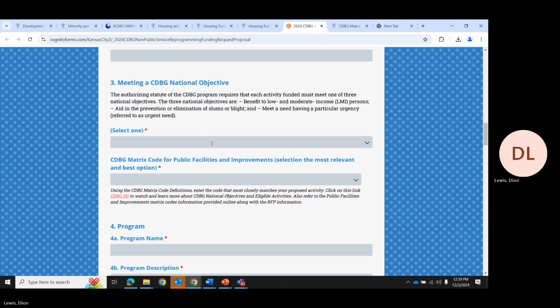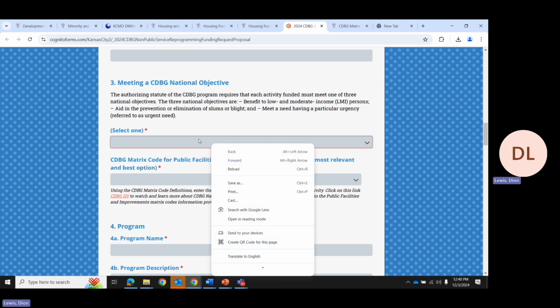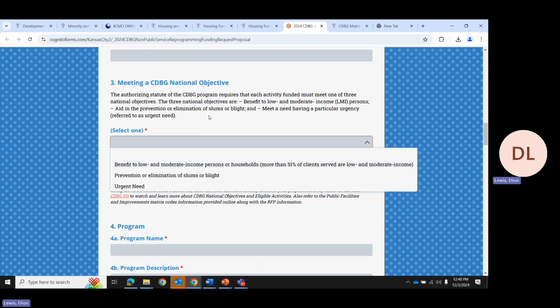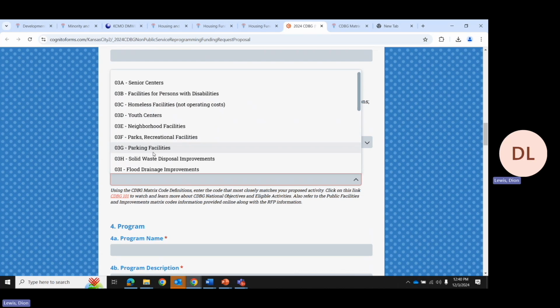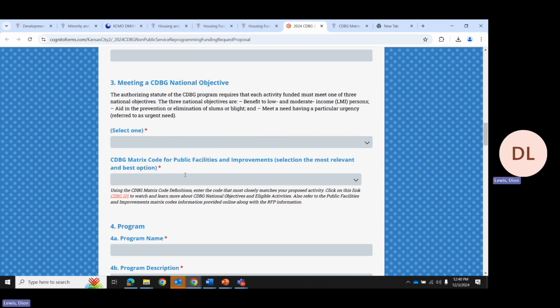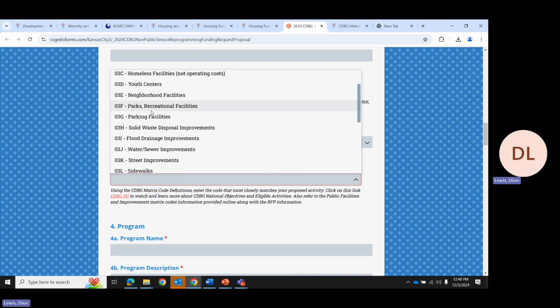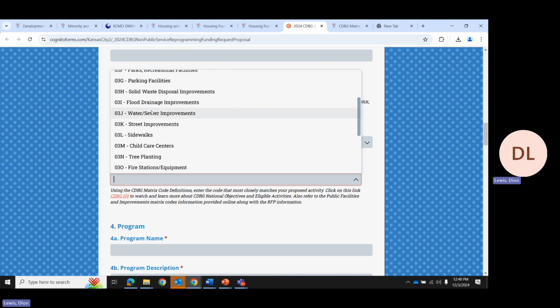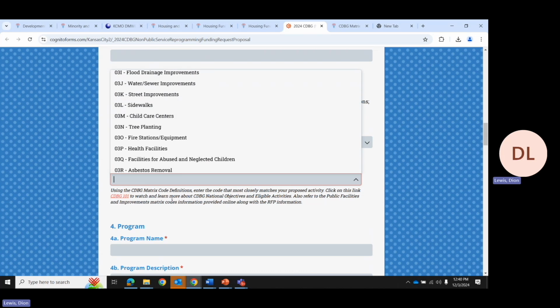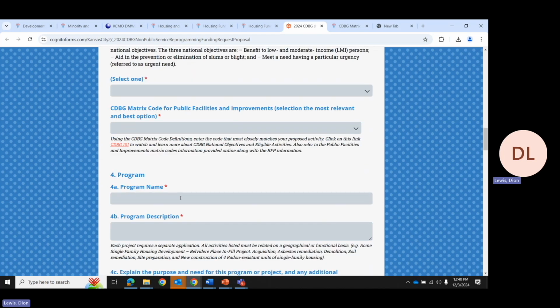Here's the difference between previous rounds of reprogramming or even annual action plan RFPs: you're now able to select not only the national objective, but what specific matrix code is going to be tied to your project. That way there's some alignment. We can ensure that everybody's on the same page and you are meeting the national objective in addition to a specific matrix code that must be defined that goes along with the approval of your application if you are selected.